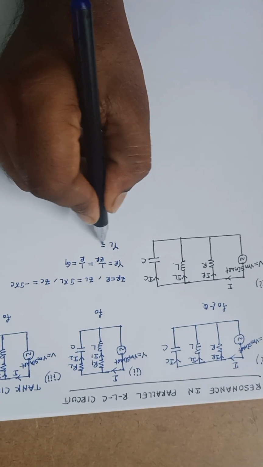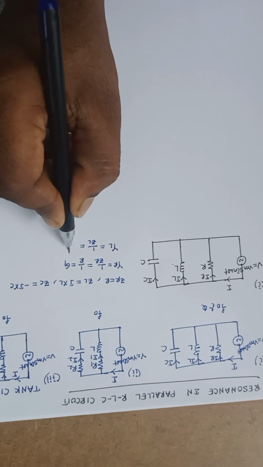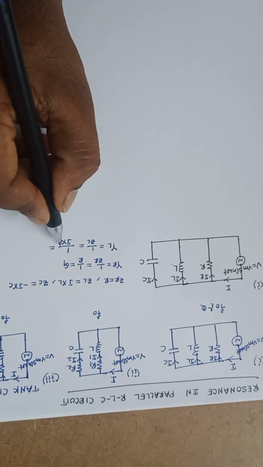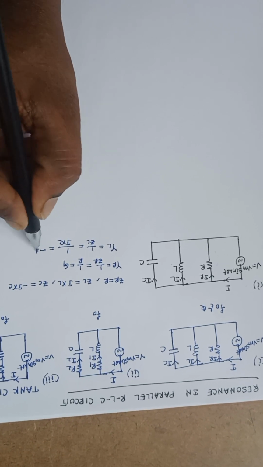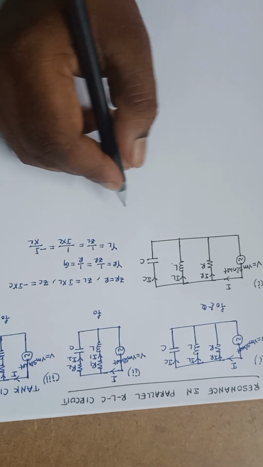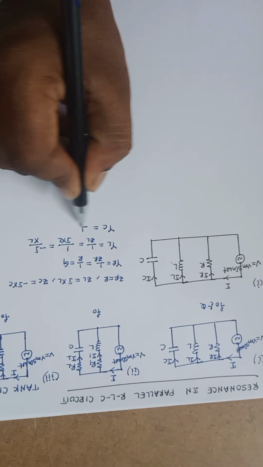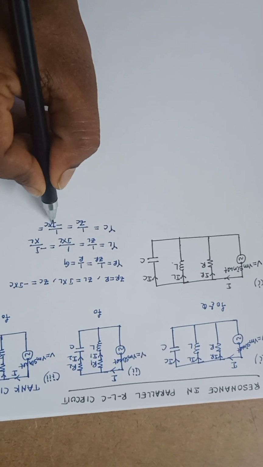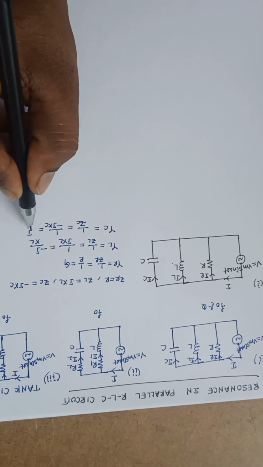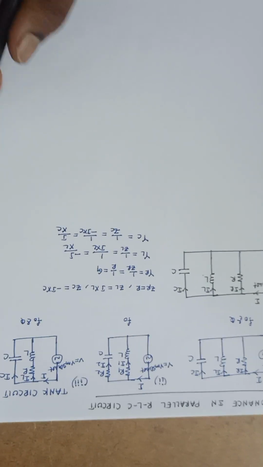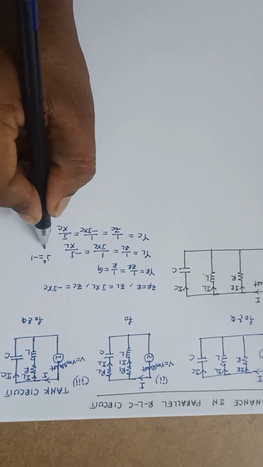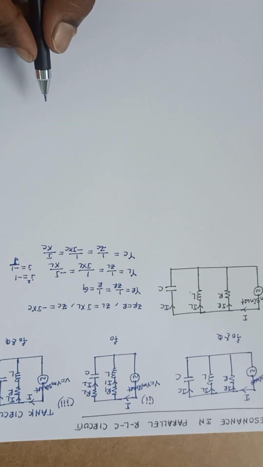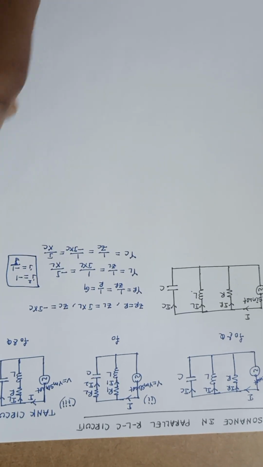Next, YL is equal to 1 by ZL, that is equal to 1 by J into XL. What is this? 1 by J is nothing but minus J divided by XL. Next, YC is equal to 1 by ZC, that is equal to 1 by minus J into XC. 1 by minus J I can write as J divided by XC, because J square is equal to minus 1, so 1 by J is equal to minus J. From this I wrote this one.